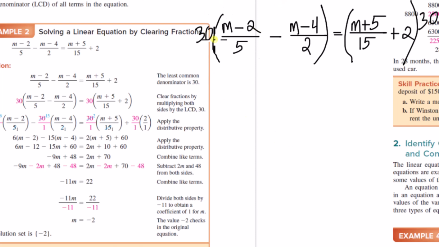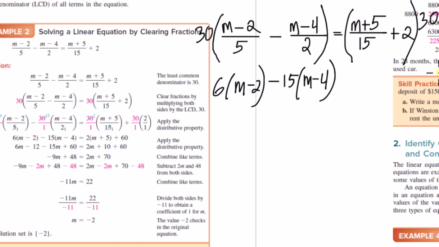So what is 30 times (m minus 2) divided by 5? Well, 30 divided by 5 is 6, so we're left with 6 times (m minus 2). Multiplying 30 by this term here, we're going to get 15 times (m minus 4).